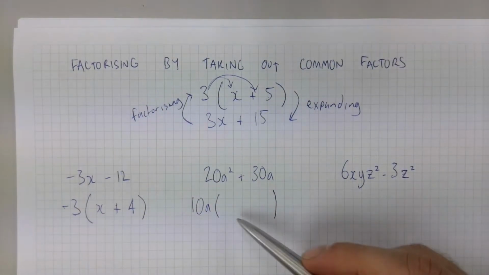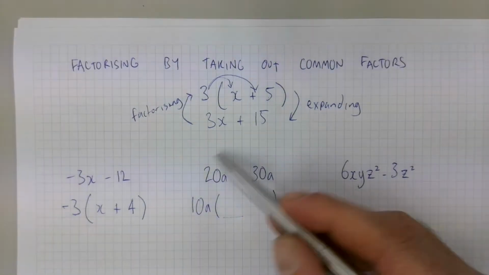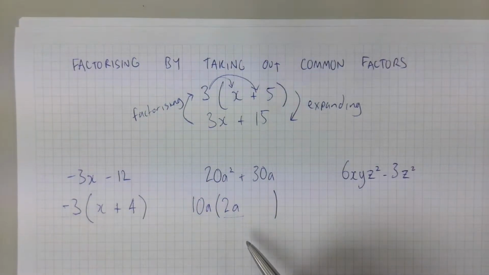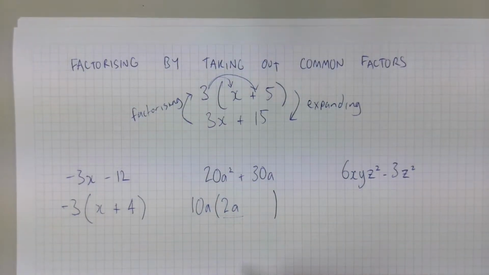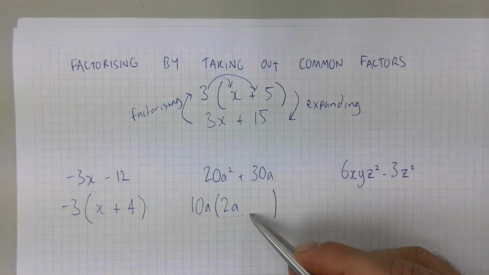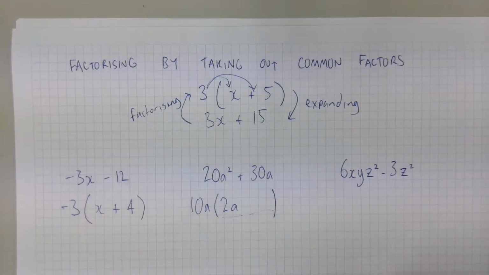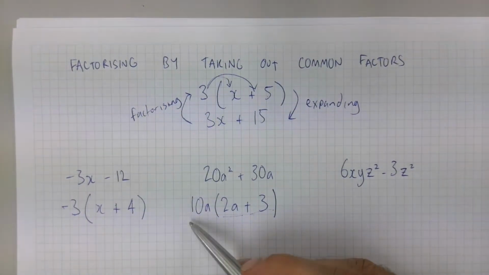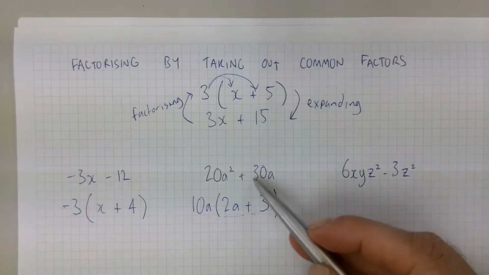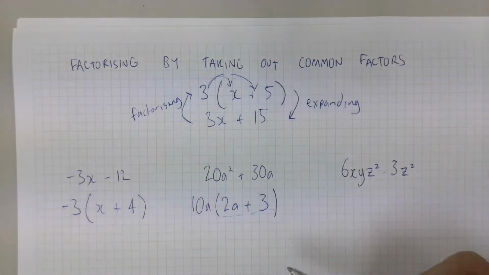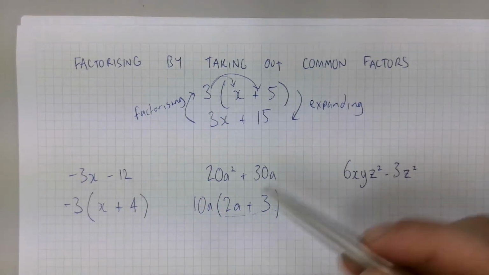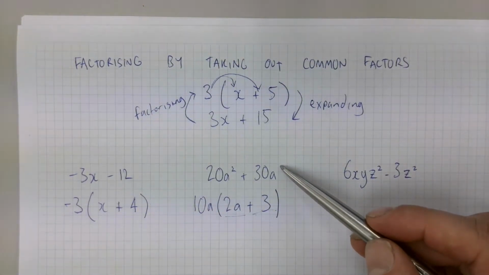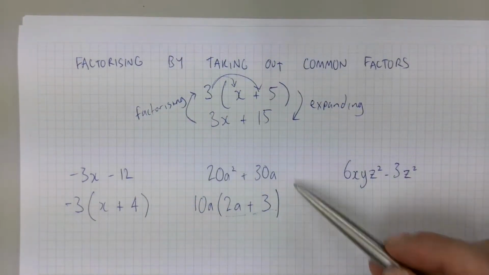Now 10a times by what will give me 20a squared. 10a times by 2a is 20a squared. 10a times by what will give me positive 30a. This time it's just plus 3. 10a times by positive 3 is positive 30a. One way of checking to make sure if you've got it right is to actually re-expand these brackets, and it should equal that original expression you start with.